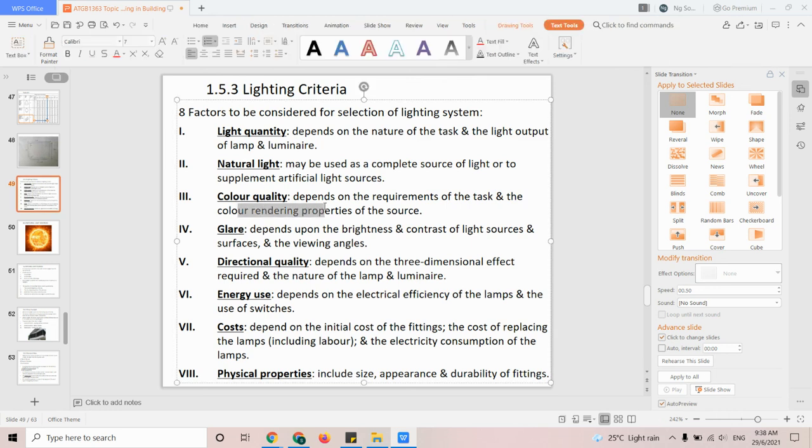That's why here it mentions the quality. A different light color will not emit the same level of brightness when you compare it with a lighter color.